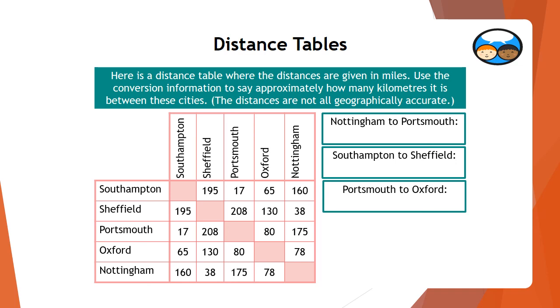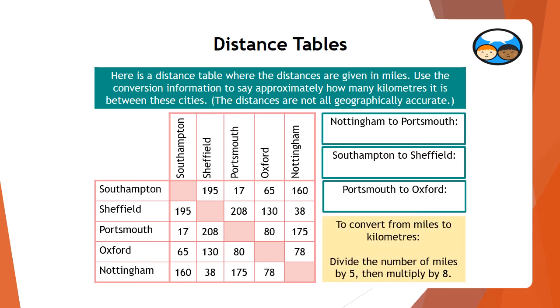Now, what I'd like you to do is have a go at looking at the distance from Nottingham to Portsmouth. So find Nottingham and Portsmouth and look at the distance which is shown in miles and convert that to kilometres. Then do the same with Southampton to Sheffield and Portsmouth to Oxford, remembering that to convert from miles to kilometres you need to divide the number of miles by 5, then multiply by 8. Pause the video here.